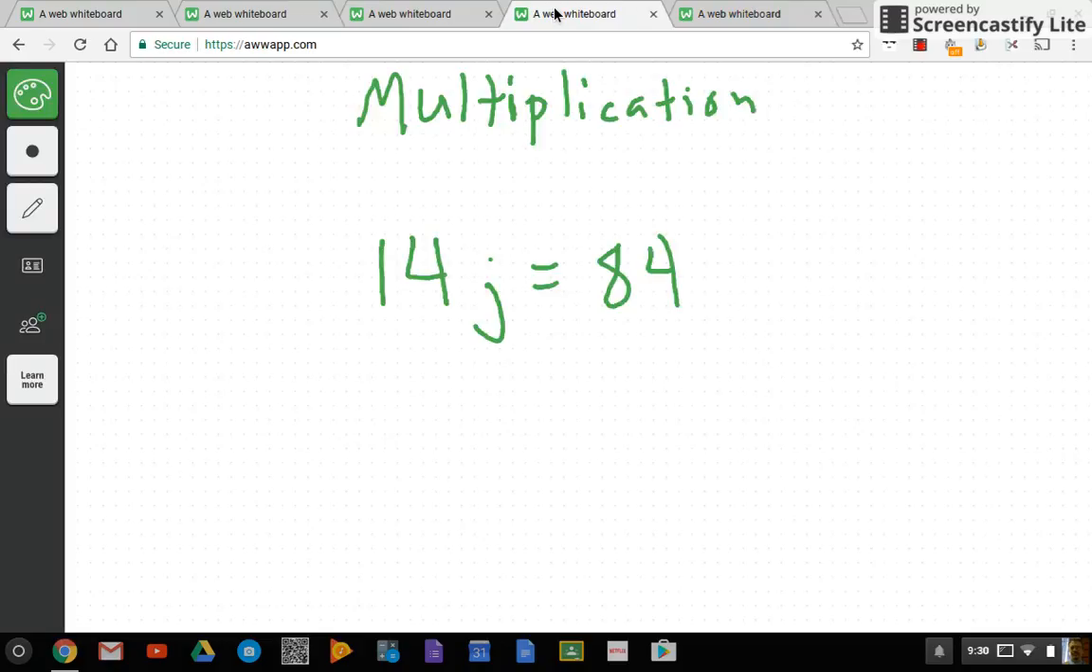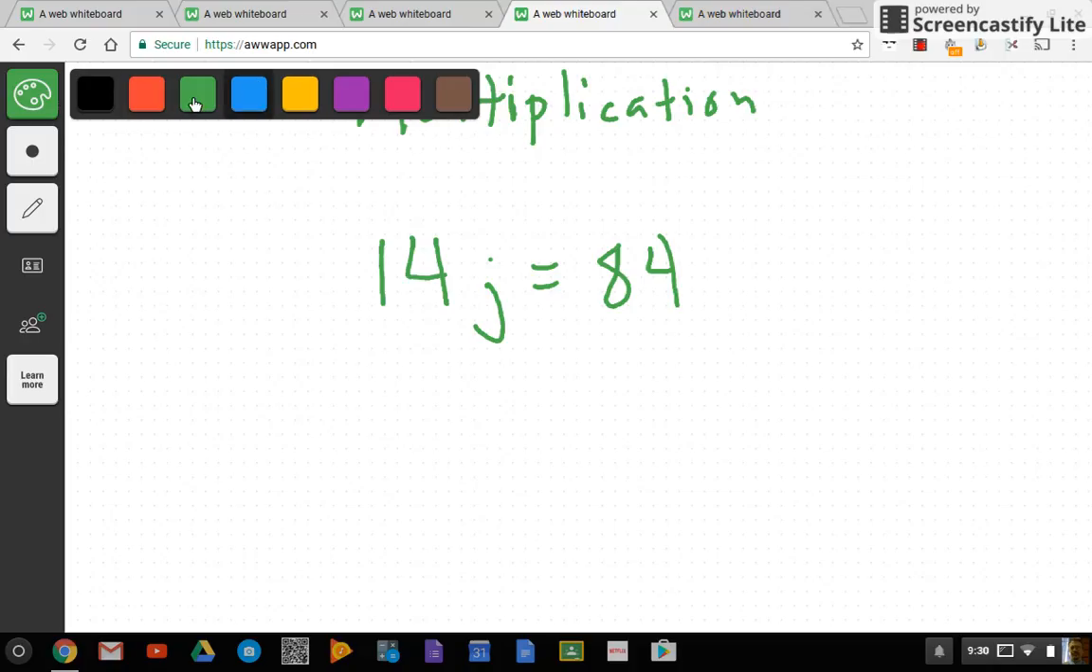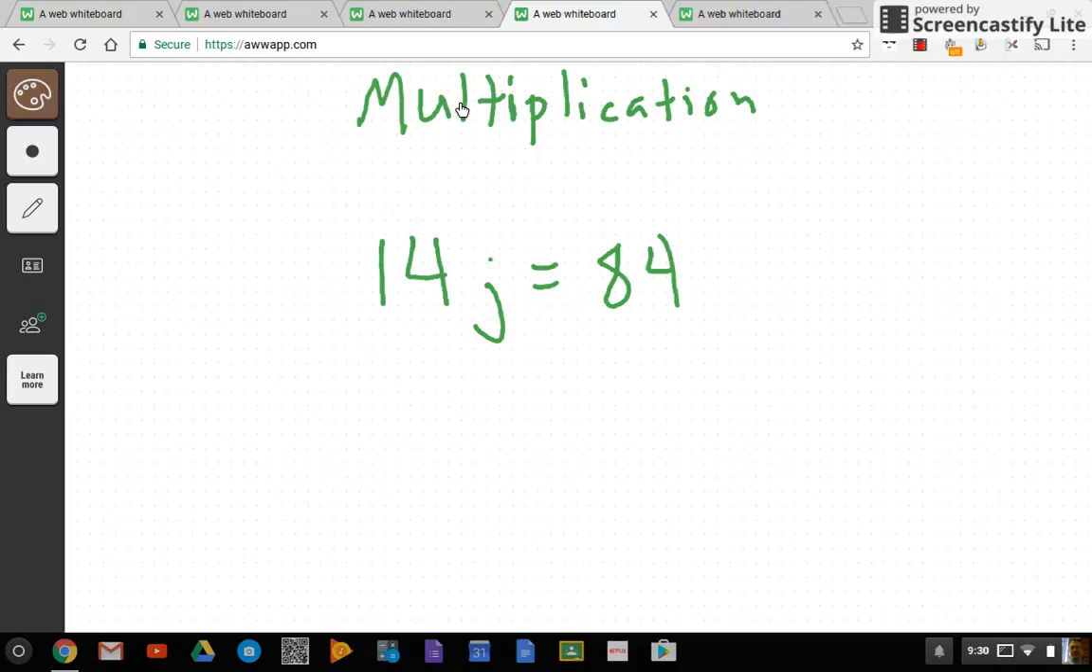Multiplication. Same do-undo method here. Here we go. Let me grab a different color, and there we go. Okay, so 14 times j is equal to 84. So the last thing I did to j was I multiplied it times 14. The opposite of multiplication is division. And I show division by putting a line like a fraction. So I'm going to divide it by 14. So 14 divided by 14 is 1.